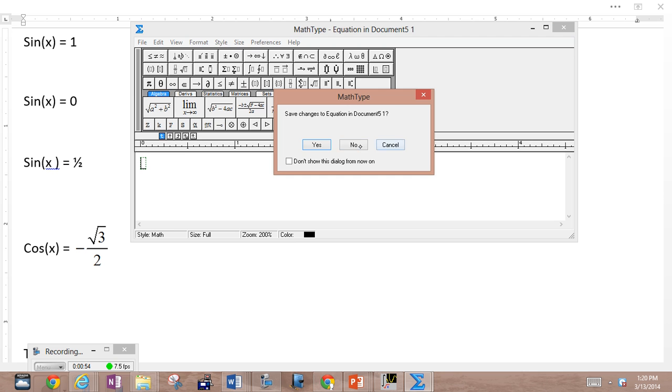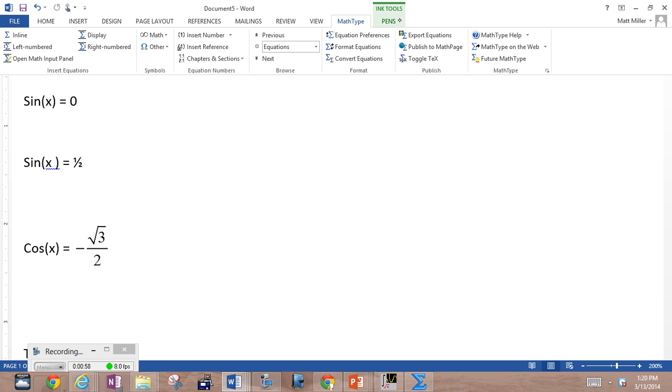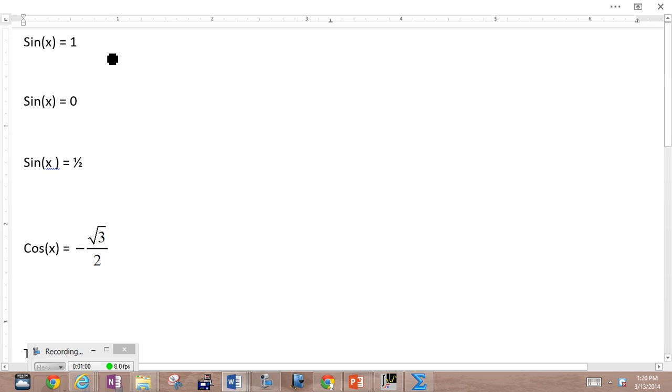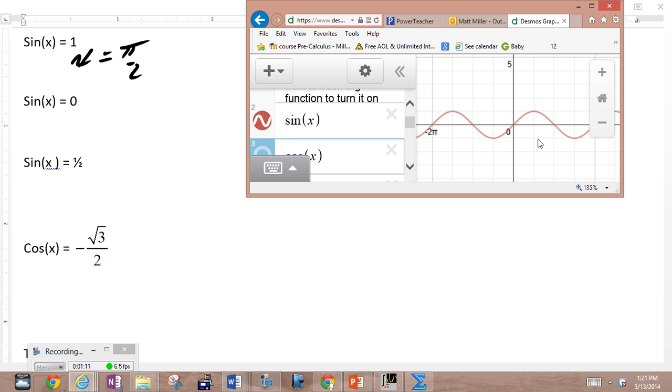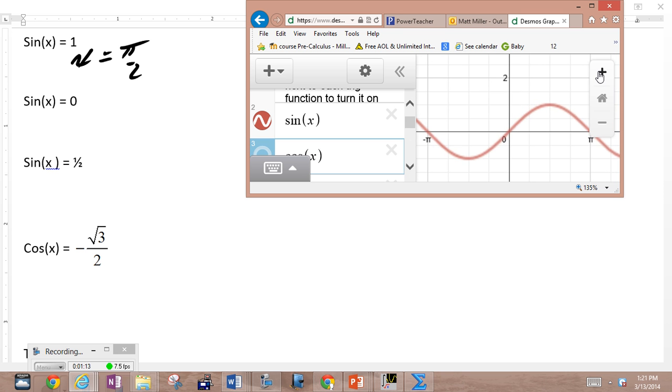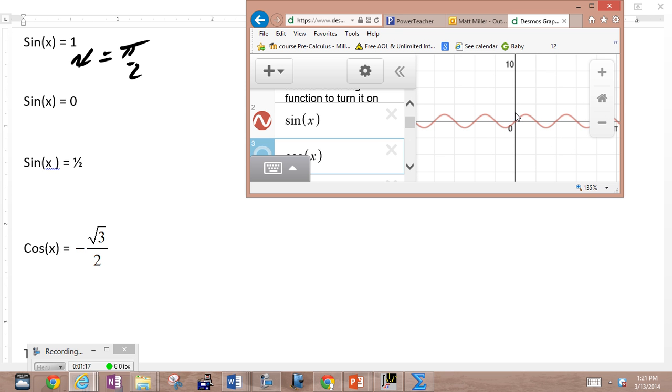Okay, I'm going to get my pen up here and working. So x equals pi over 2 is a solution, but as I said, it is not the only solution. So what do I mean by that? Well, if we zoom in on our sine graph, it can equal 1 here, and everywhere down the line.